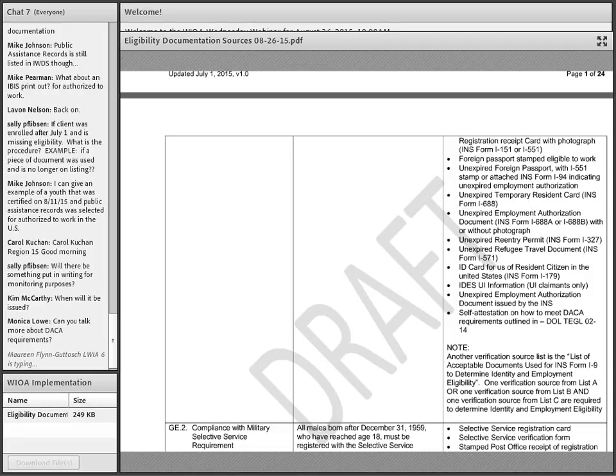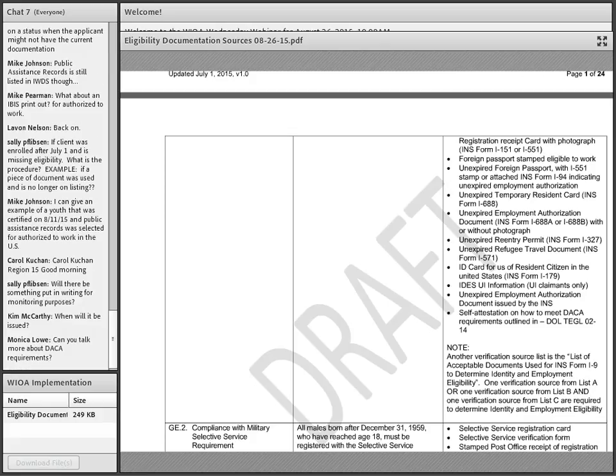Hey, Jim. Yes. We have another question. What is the difference between the alien registration card indicating right to work and the unexpired employment authorization document issued by the INS? Or just what are those documents? I have no idea, Amy.